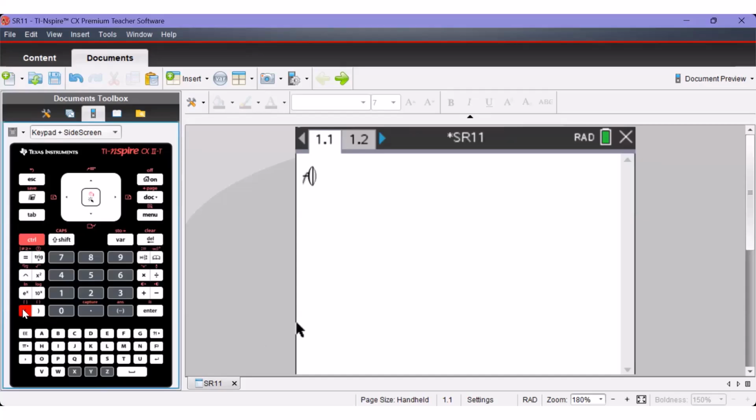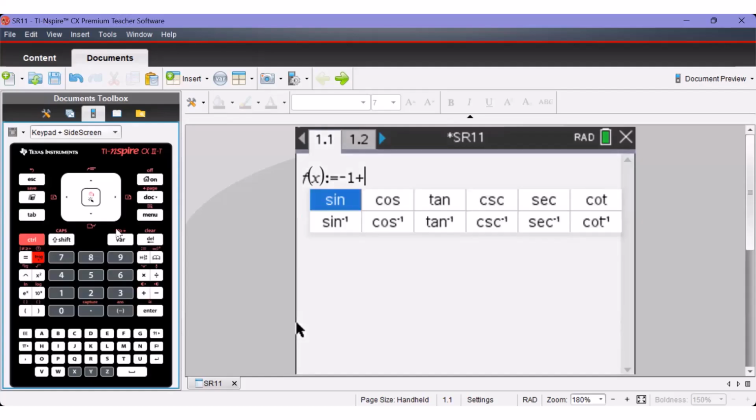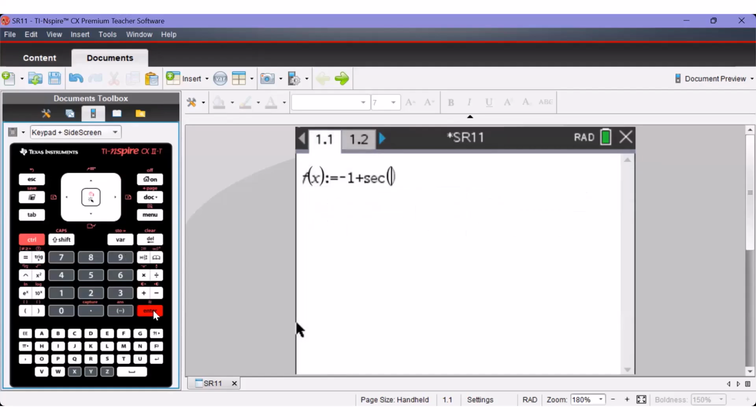So let's begin this process. f, open bracket, x, navigation pad to the right, control symbols template to access the assign symbol, then -1 plus, you can either type in sec or you can press trig and go across to highlight sec, enter, and then x divided by 5. You could also use the fraction template there and press enter.